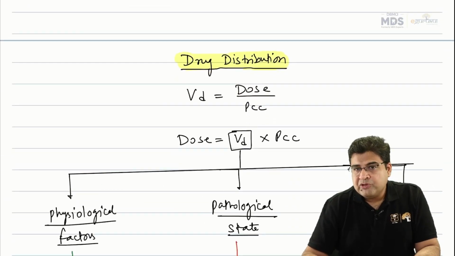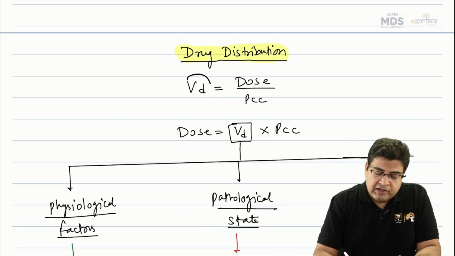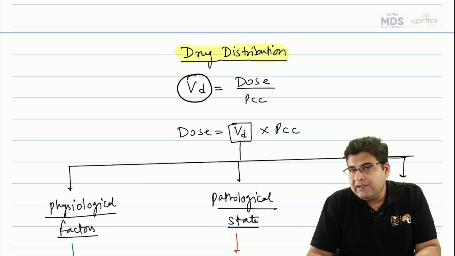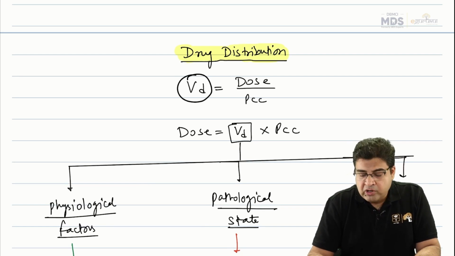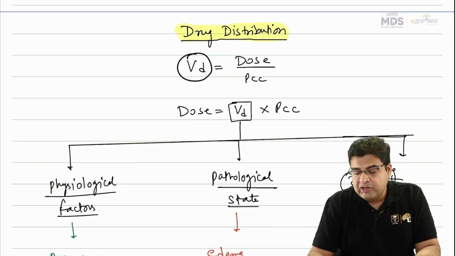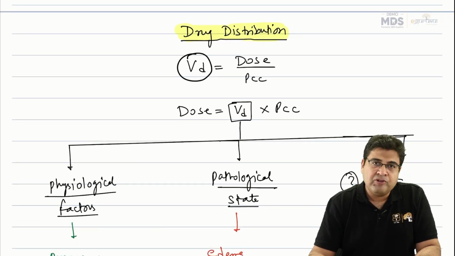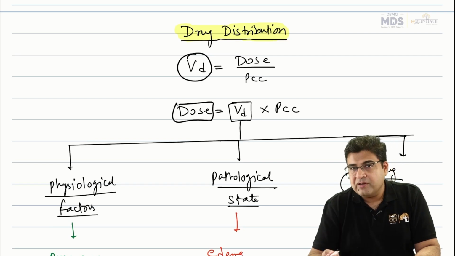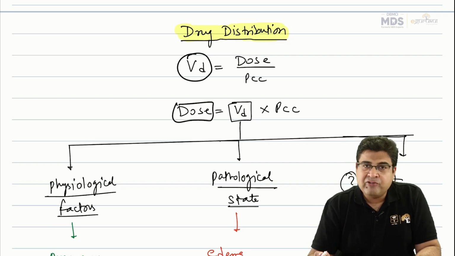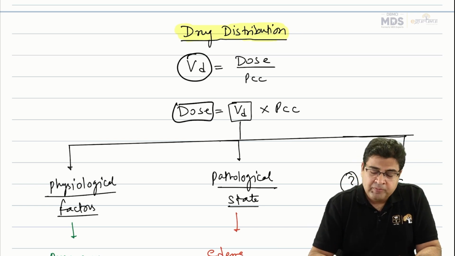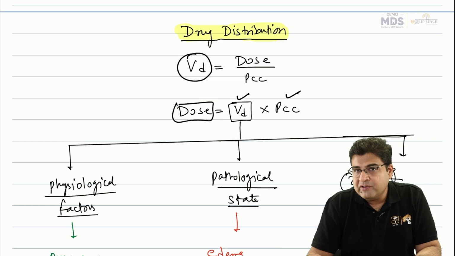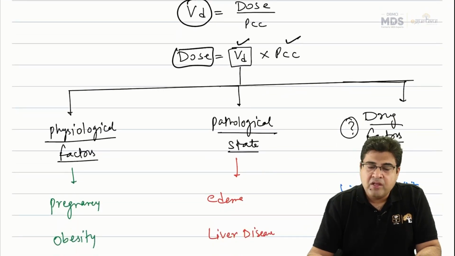Now, after drug absorption, we have drug distribution in the body, and it is calculated by a parameter called volume of distribution. Volume of distribution is calculated when we divide the dose by the plasma concentration. This gives us the exact value of volume of distribution. From this formula, we can say that how much dose is appropriate for a human being depends upon two factors: volume of distribution and plasma concentration. Volume of distribution is an individual parameter.